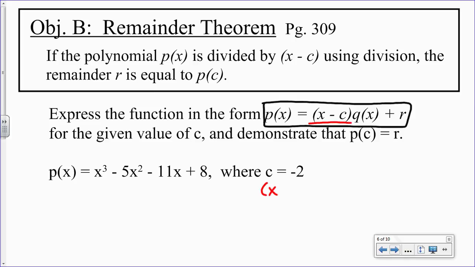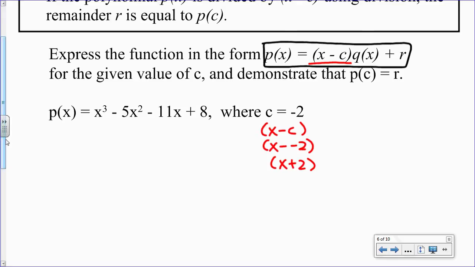So x minus c, that's x minus negative 2, which is x plus 2. So my divisor is x plus 2. That's what I'm going to be dividing by. And then I'm dividing p of x by x plus 2. Make sure that your exponents don't skip: 3, 2, 1, constant, so we're good here. We will do an example later today where we have to put zeros in.